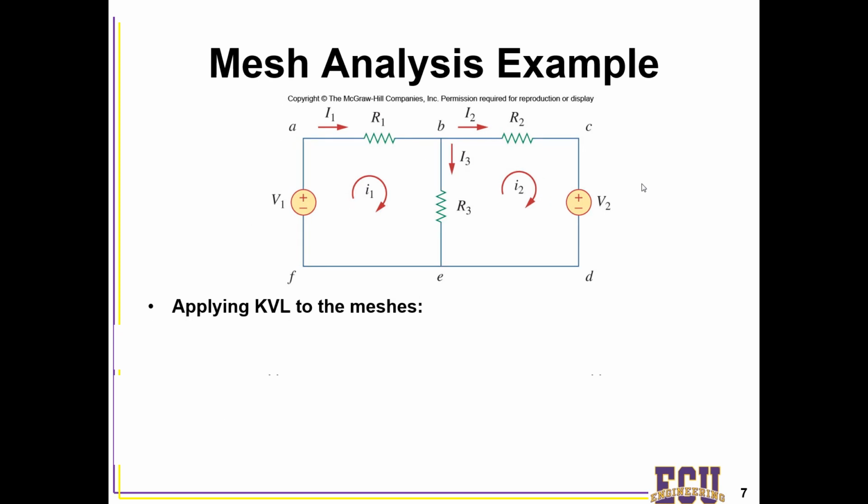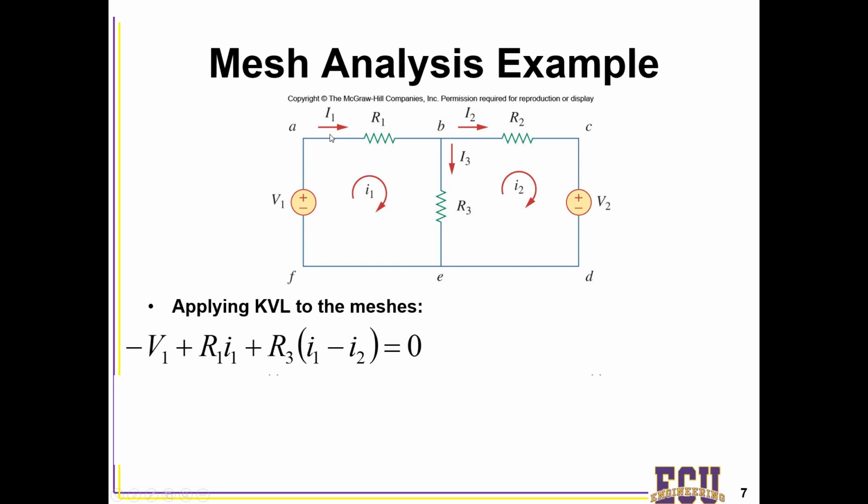Now we're going to apply Kirchhoff's voltage law to each of the meshes. Let's start with the mesh on the left. If we start down here at the bottom node F, we're going to come up through this voltage source, so we'll see a negative V1. When we go through voltage sources, if we hit them from the negative terminal, we're going to say that's a minus.